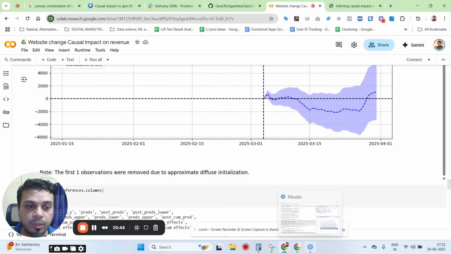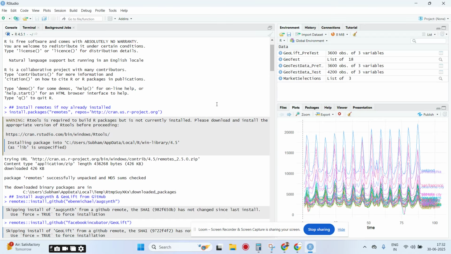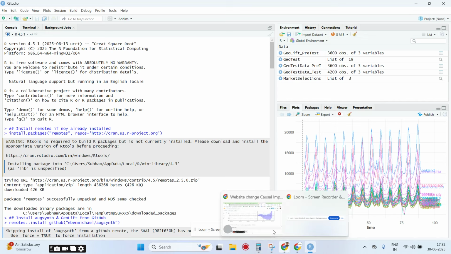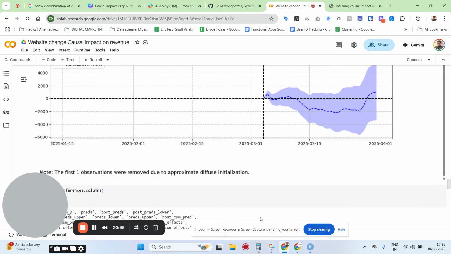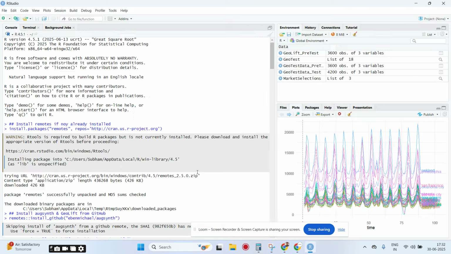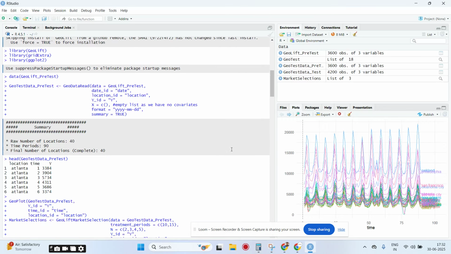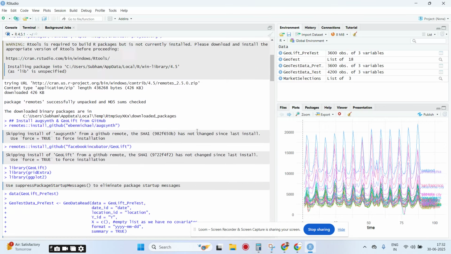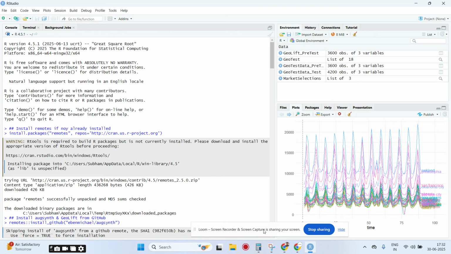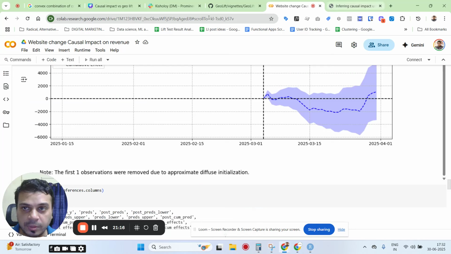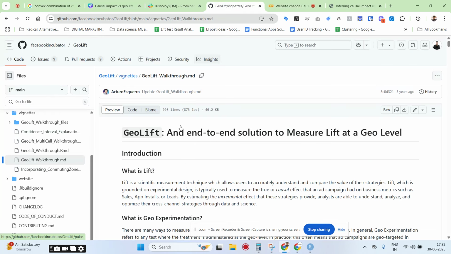Now I'll quickly jump into RStudio. RStudio is where I've run the GeoLift model. They have a Python version, but it's quite a pain to run it in Python, so I've used the RStudio version, and this is where the entire code has been run. In fact, I'll jump to the actual notebook on the website itself, because RStudio is software that sometimes makes your system slower.